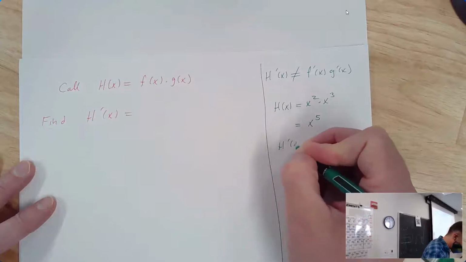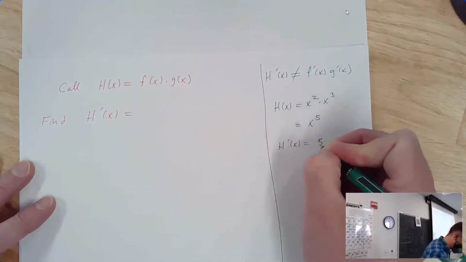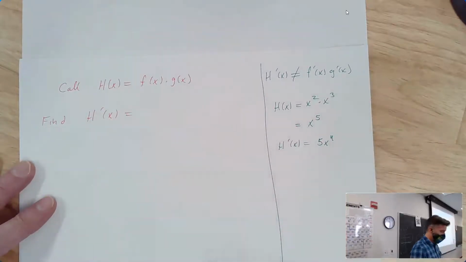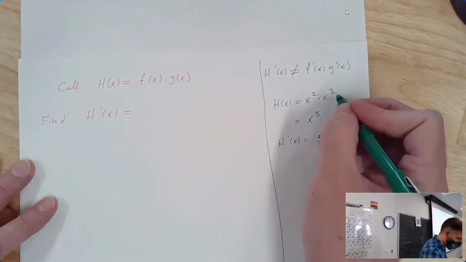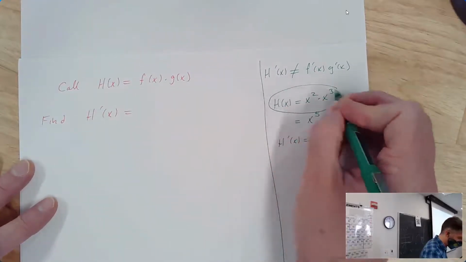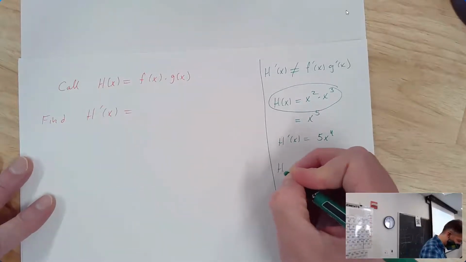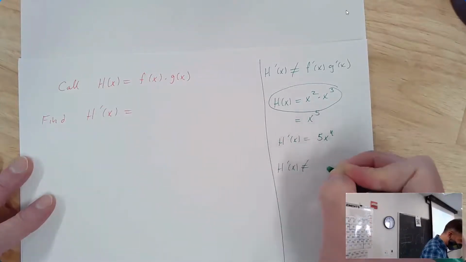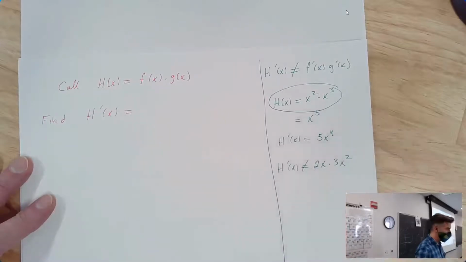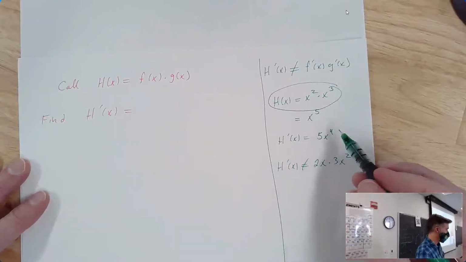And what's the derivative of that? Right, thanks. But I want to make it clear to everybody that you could not take the derivative of this by doing the product of the derivatives. It's not true that h prime of x is 2x times 3x squared. That gives us the wrong answer. That's going to be 6x to the third, which is definitely not the derivative of x to the fifth.